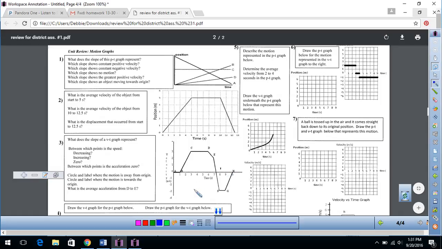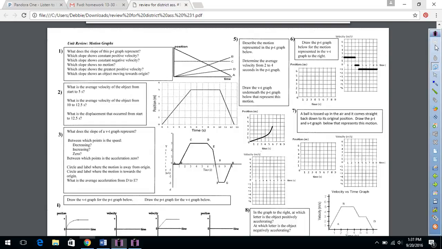Between which points is the acceleration 0? He doesn't seem to be accelerating here or here or here. Circle and label where the motion is away from the origin, so you're accumulating position away from the origin. Circle and label where the motion is towards the origin, you're coming back to the origin. And what is the average acceleration from D to E? Take the slope of the line. All right, let's see. What does it say here?